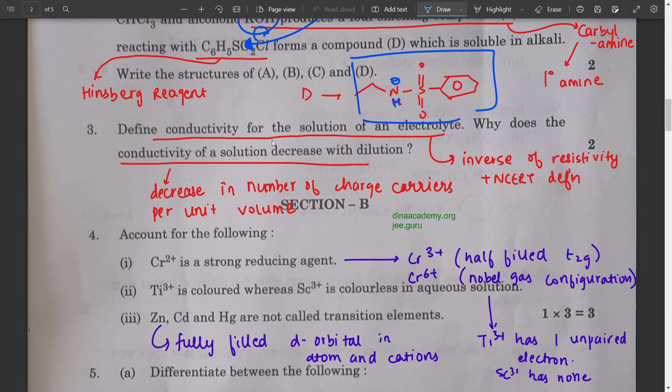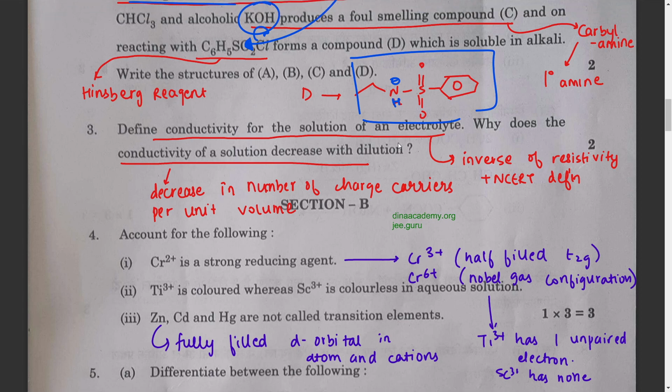Next is define conductivity for the solution of an electrolyte. So this is a pure NCERT definition type question, and I've written here inverse of resistivity. That is one thing you could have mentioned, or another thing you can mention is it is the conductance of a solution in which the cell electrodes are separated by unit length, so that is L equals 1, and the cross-sectional area is also equal to 1. So in that case, the conductance and the conductivity will be the same.